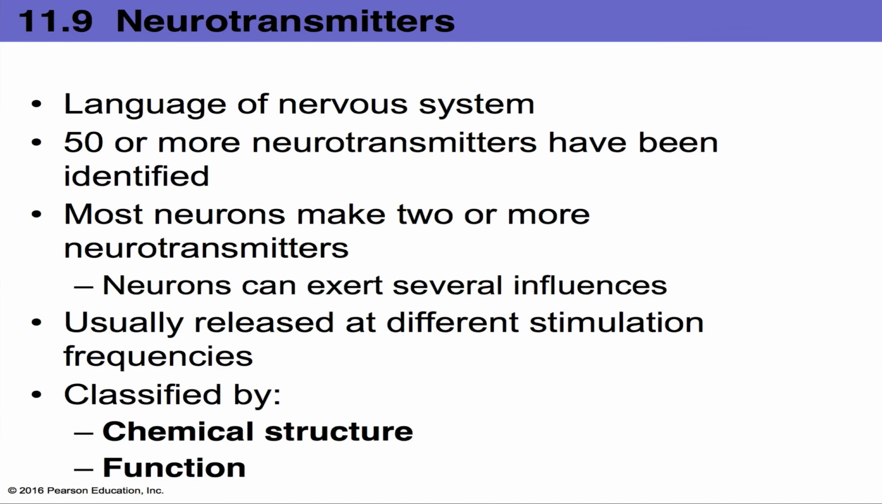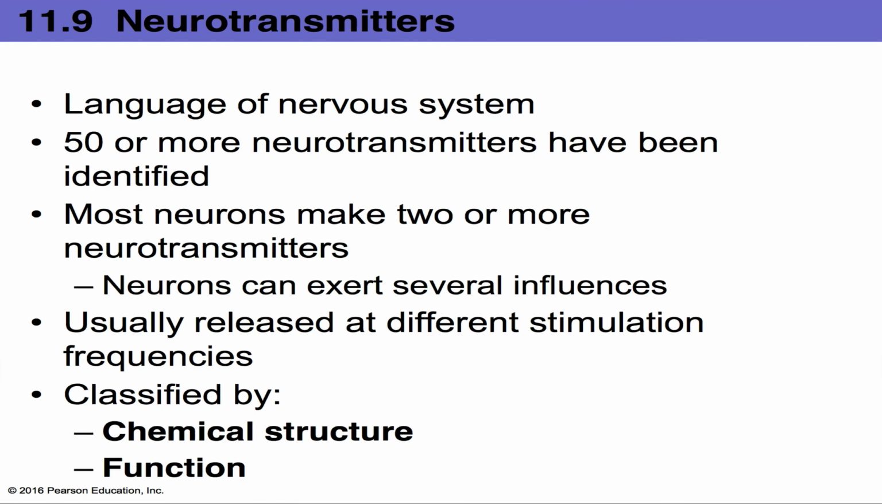Along with electrical signals, neurotransmitters are the language of the nervous system. This is the means by which each neuron communicates with others to process and send messages to the rest of the body. More than 50 neurotransmitters have been identified so far, and while most neurons produce and release only one kind of neurotransmitter, most of them make two or more, and they may release any one or all of them.